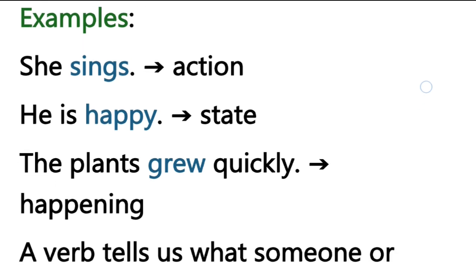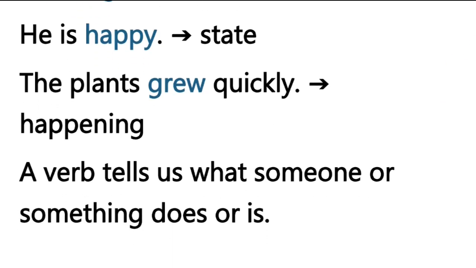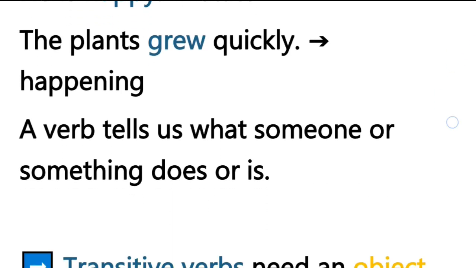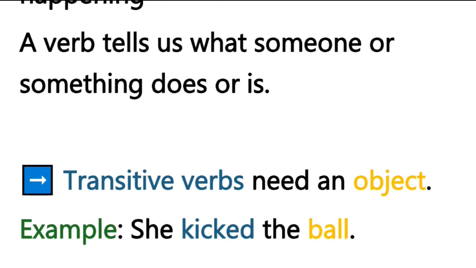Let's understand this with some examples. She sings. Now sings is an action. He's happy. Happy is a state of being. The plant grew quickly. Now grew is happening. So these verbs tell us what someone or something does or is.